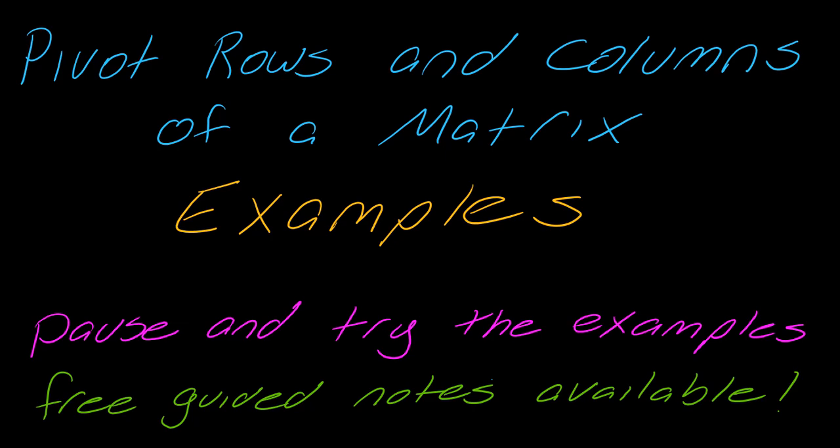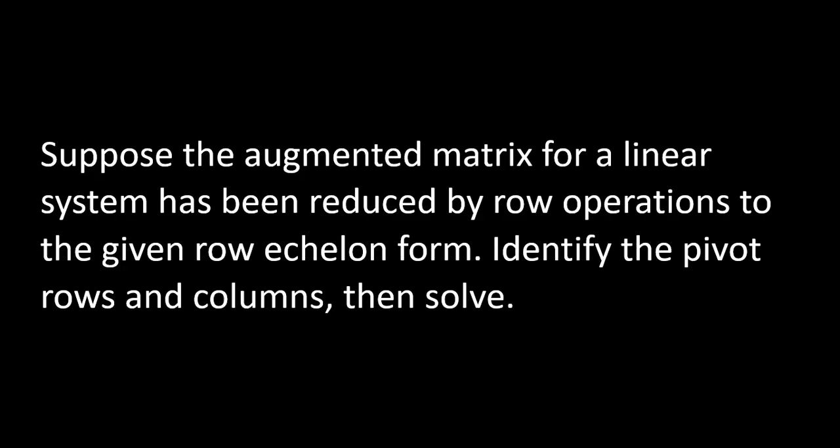So we're going to talk about pivot rows and columns of a matrix. So I have this exercise. Suppose the augmented matrix for a linear system has been reduced by row operations to the given row echelon form. We're going to identify the pivot rows and columns, and then we're going to solve.